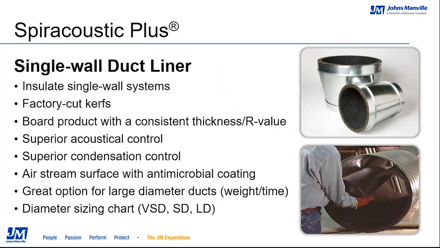A little bit more about our Spiracoustic Plus. It's a single-wall system, which means 1 layer of metal, 1 layer of insulation. We do all of our factory-owned kerf cuts. We QC check everything. Everything comes out standard factory applied. Nothing is done from the cutting fabrication piece of the product in the field. The board is very consistent in its thickness and in its R value, making sure you're getting the R value that you're needing.